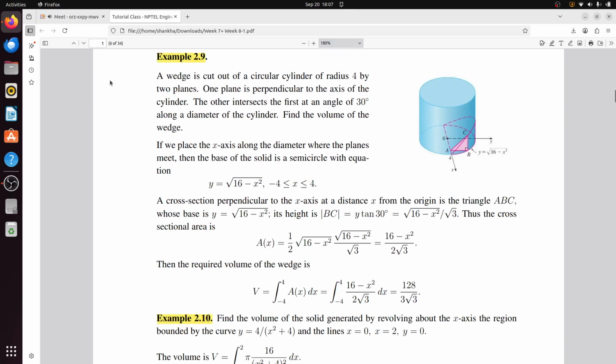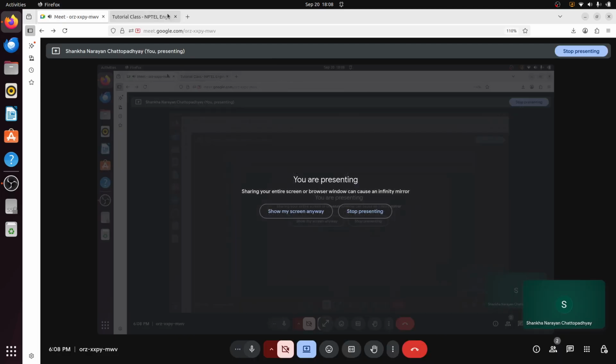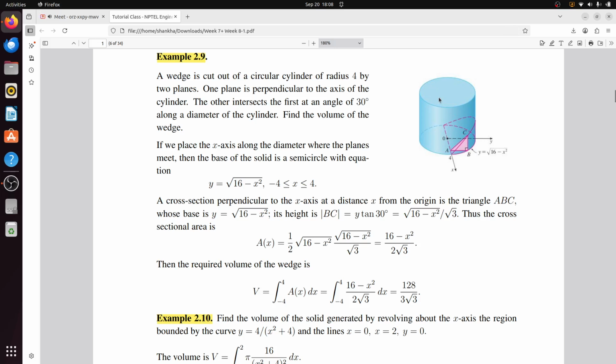Next problem: a wedge is cut out of a circular cylinder of radius 4 by two planes. One plane is perpendicular to the axis of the cylinder, okay, so this is perpendicular like this, and the other one is at an angle of 30 degrees along a diameter of the cylinder. Find the volume of the wedge. Okay, so this slice is cut from this cylinder.